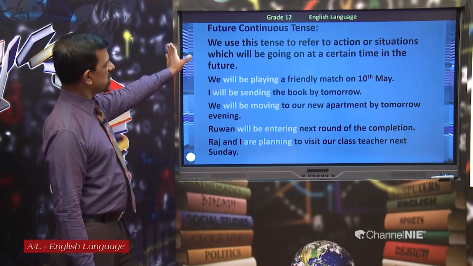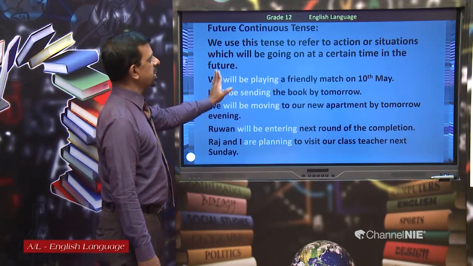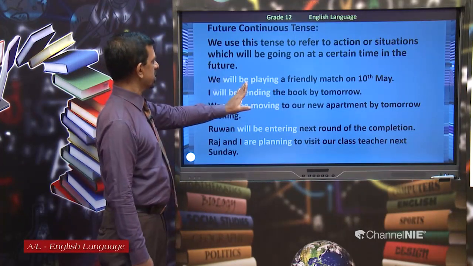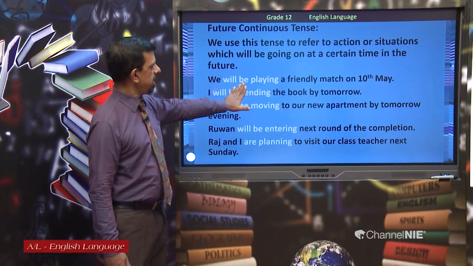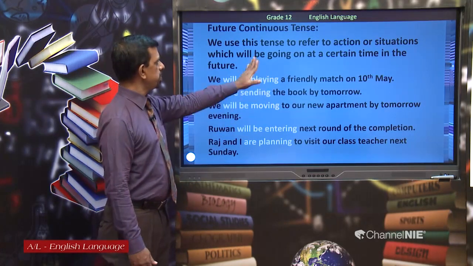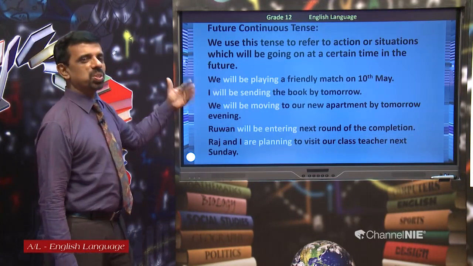So future continuous mainly gives us a time and then the sentence. We will be playing. So remember, will be playing. We will be playing a friendly match on 10th May. Okay, let's try to put this to negative.